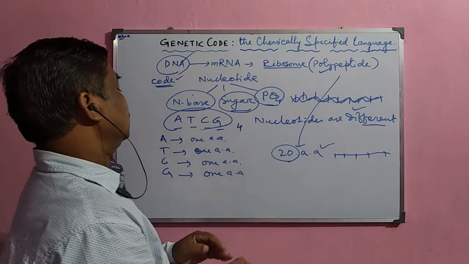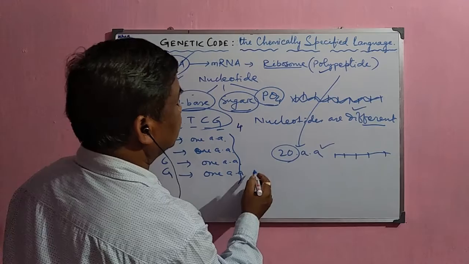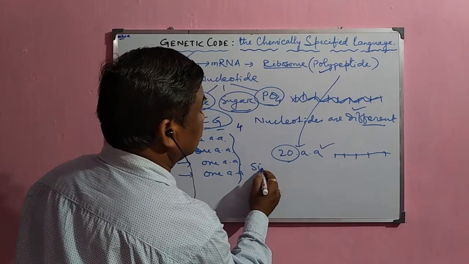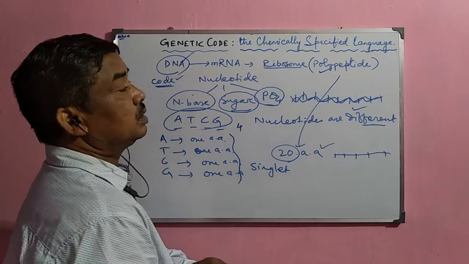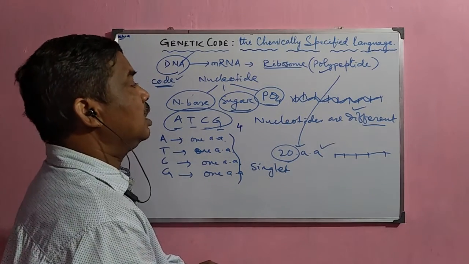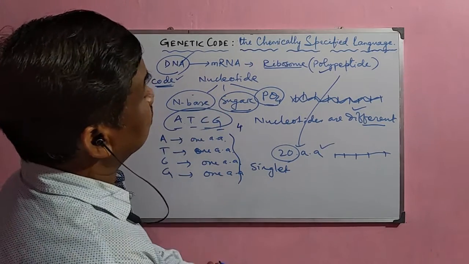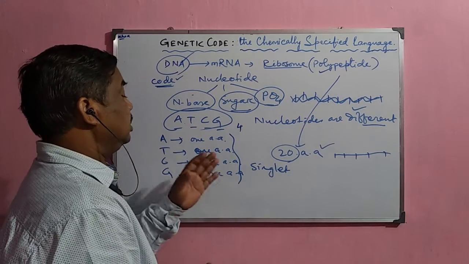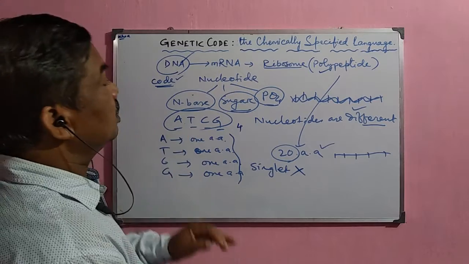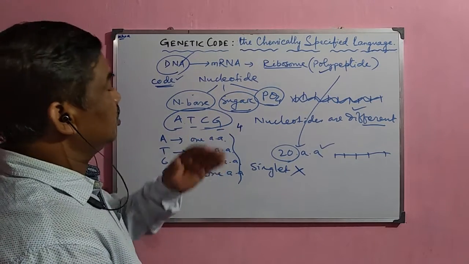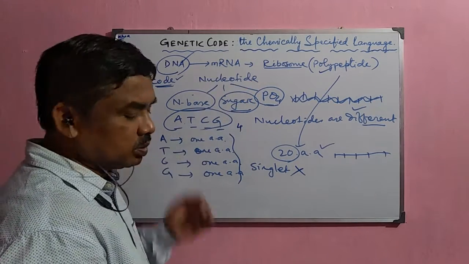So that is why the hypothesis for a singlet code cannot be accepted. According to Nirenberg, Khorana, and Ochoa, who investigated this genetic code, the singlet code is rejected, because it cannot code the 20 amino acids which are present in the polypeptide.